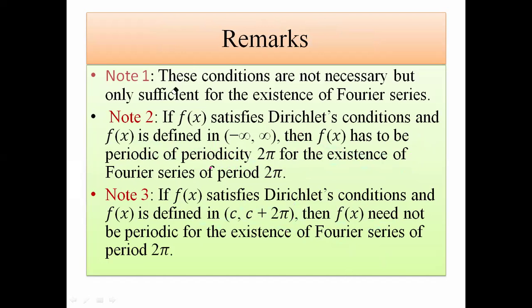Remarks. Note 1: these conditions are not necessary but only sufficient for the existence of a Fourier series. Note 2: if f of x satisfies the Dirichlet conditions and f of x is defined in minus infinity to plus infinity, then f of x has to be periodic with period 2 pi for the existence of a Fourier series of period 2 pi. Note 3: if f of x satisfies the Dirichlet conditions and f of x is defined in c, c plus 2 pi, then f of x need not be periodic for the existence of a Fourier series of period 2 pi.